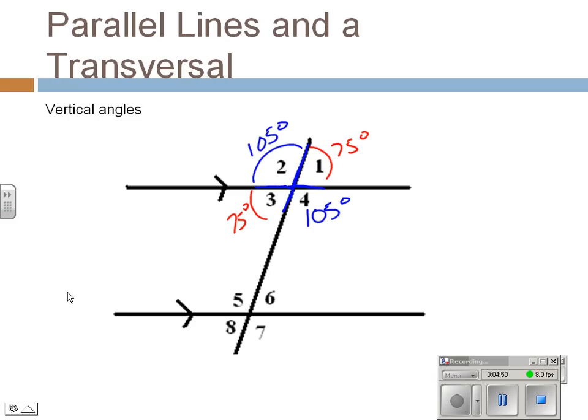These are called vertical angles. A way to remember this is that we form a V. V for vertical angles. Over here, another V, vertical angles. So these are vertical angles, and vertical angles are congruent. So this is true in any case.